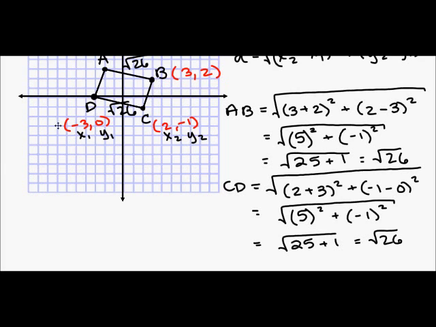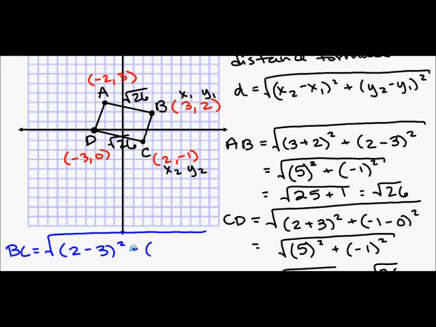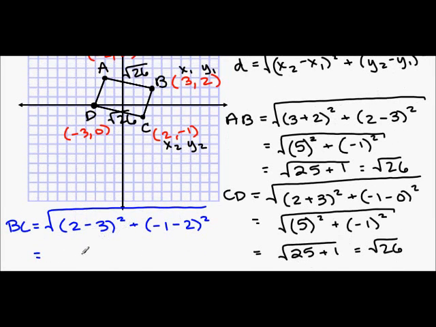We have to find BC and AD next. So I'm going to move my label up here. I'm going to write in blue for these two sides. So BC, we have the square root of x2 is 2 minus x1 is 3 squared plus y2 is negative 1 minus y1 is 2 squared. 2 minus 3 is negative 1. Negative 1 minus 2 is negative 3.